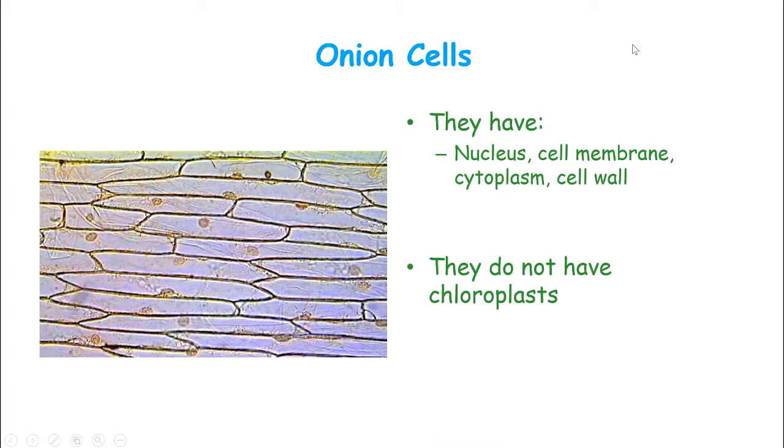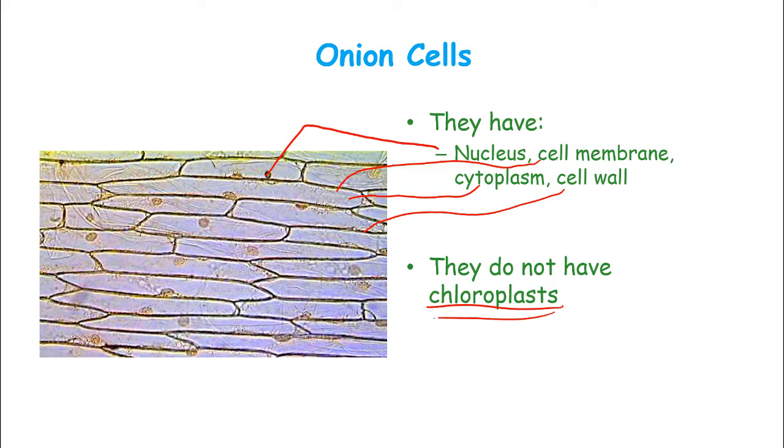So what we can make out is a nucleus, which is here, cell membrane, which is just inside the cell wall, cytoplasm and vacuole, and cell wall. But they don't have chloroplasts. And that's because chloroplasts are used for photosynthesis, and onions don't photosynthesize because they grow underground.